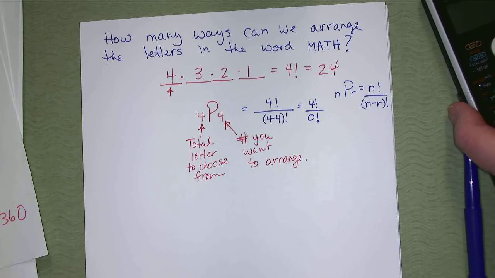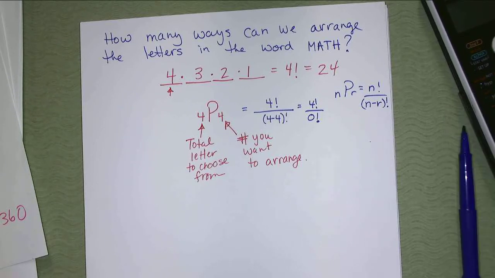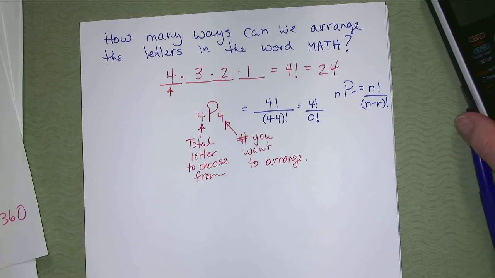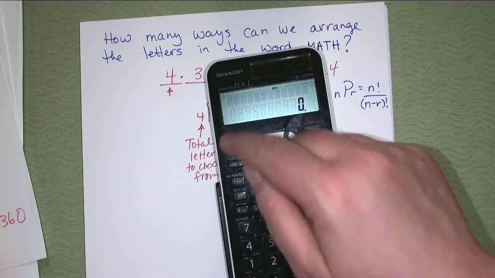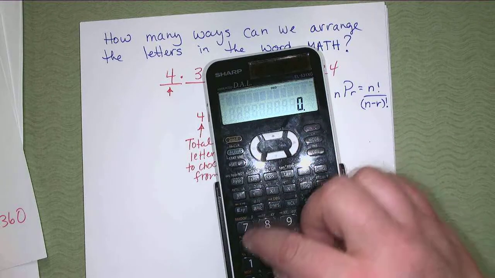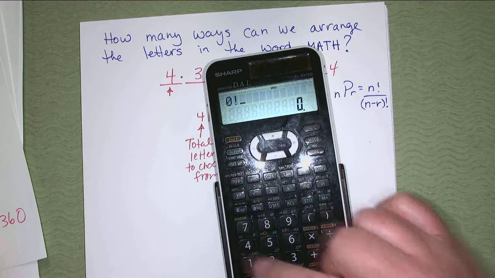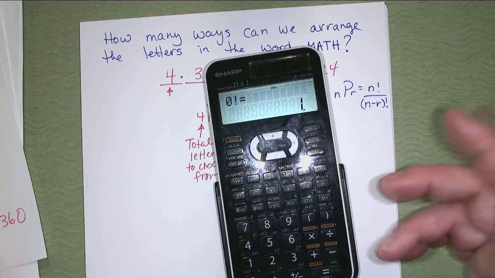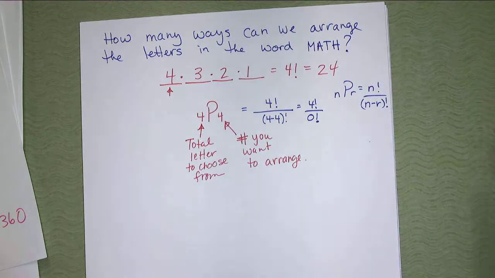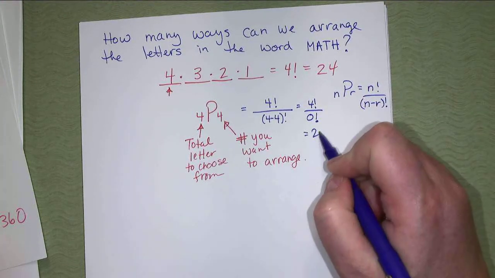It's just a rule, but if you think of it that way, it's like the choice of choosing nothing. It is one choice. So if you put 0 factorial in your calculator, you get 1 as your answer. 0 factorial is equal to 1. So this is also 24. That's how a permutation works.